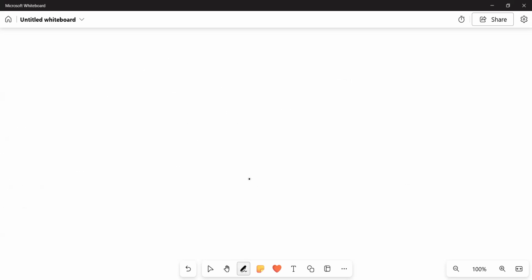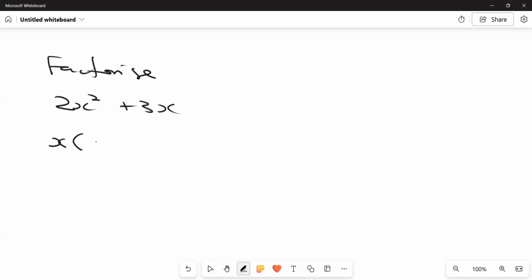We're going to see a number of types of expressions that we can factorize, right? Let's take a few. Let's say we want to factorize 2x squared plus 3x. Well, the highest common factor here is x. It can't be x squared because we can't divide 3x by x squared. So we bring x to the front, and you have 2x. 2x squared divided by x will give you 2x. 3x divided by x will give you 3, right?